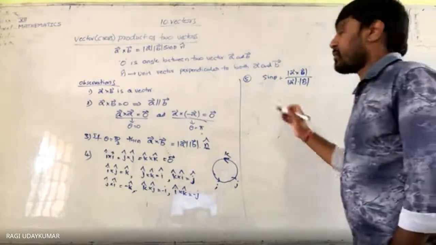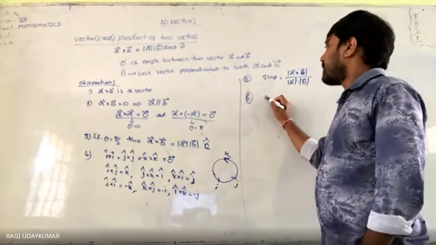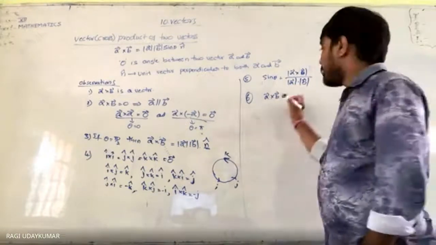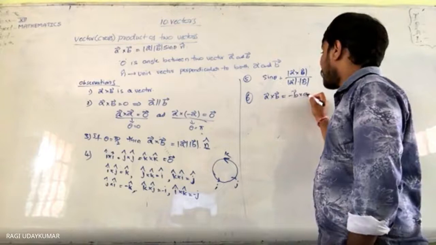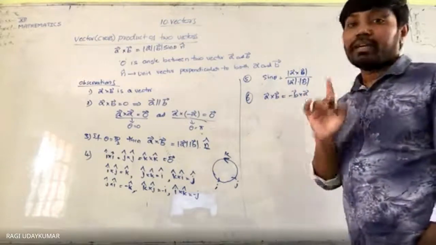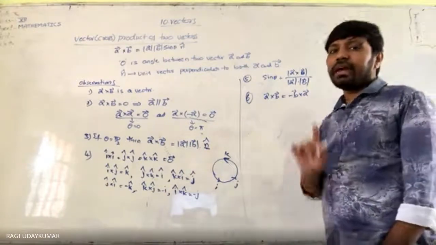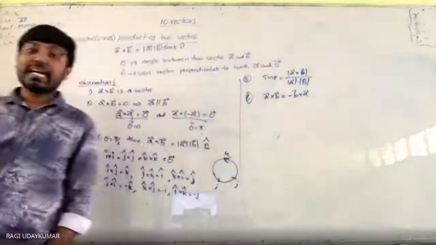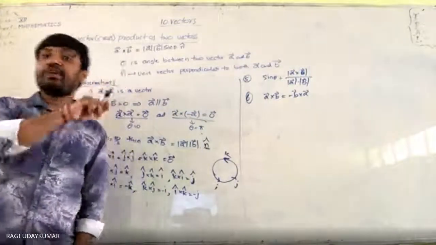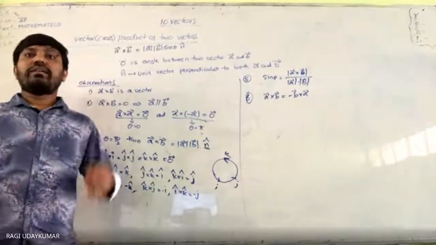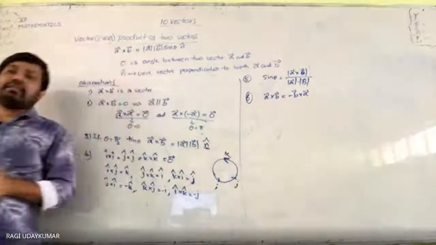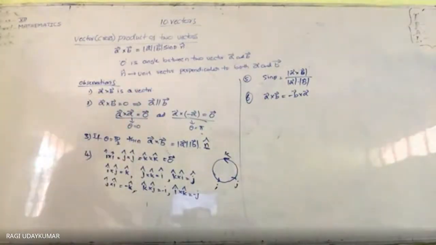So do remember that. Next thing is, in the cross product, A bar cross B bar is equal to minus of B bar cross A bar. So the commutative property is not satisfied. A bar dot B bar is equal to B bar dot A bar, but A bar cross B bar is not equal to B bar cross A bar. So the cross product will not satisfy the commutative property. This is one more result you can remember here.